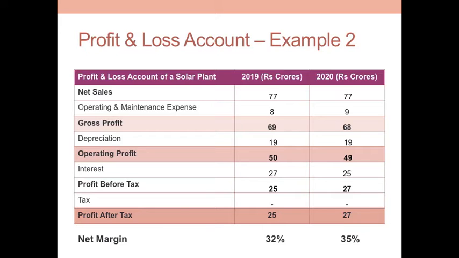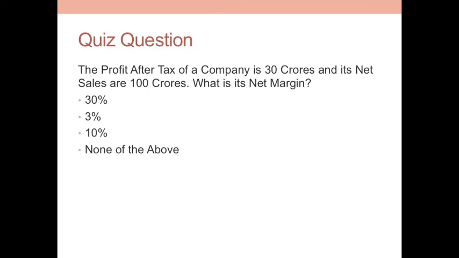So as you can see, different businesses have different costs and profitability, and one of the advantages of financial ratios is that they allow us to compare and contrast across businesses. Next quiz question. Profit after tax of a company is 30 crores and its net sales are 100 crores. So what is the net margin of this company? And your options are 30%, 3%, 10%, or none of the above.